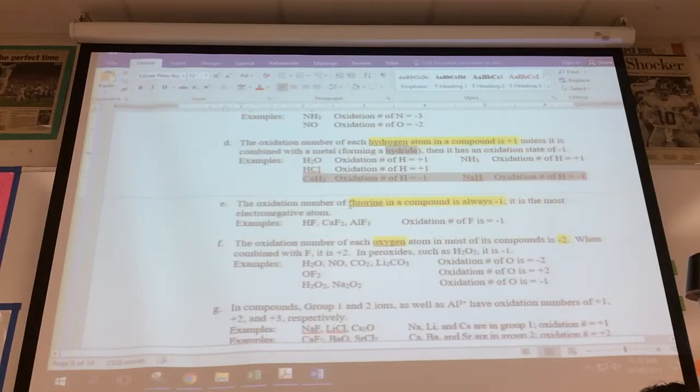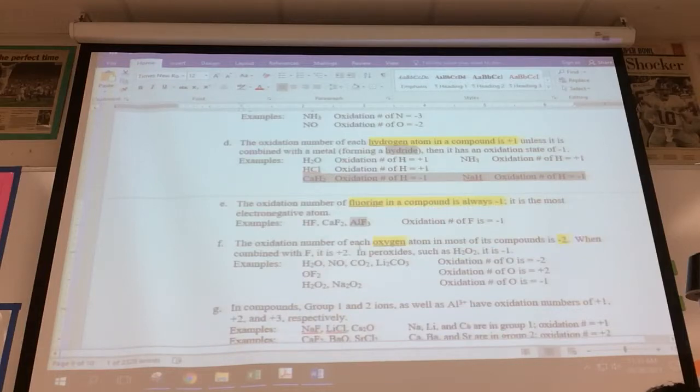The oxidation number of fluorine in a compound is always -1. It's the most electronegative atom. So HF, the F is -1. Calcium fluoride, the F is -1. Aluminum fluoride, the F is -1. F in a compound is -1. F by itself is 0. F2 is 0 as well, a diatomic element, one of the Brinkelhoff series.